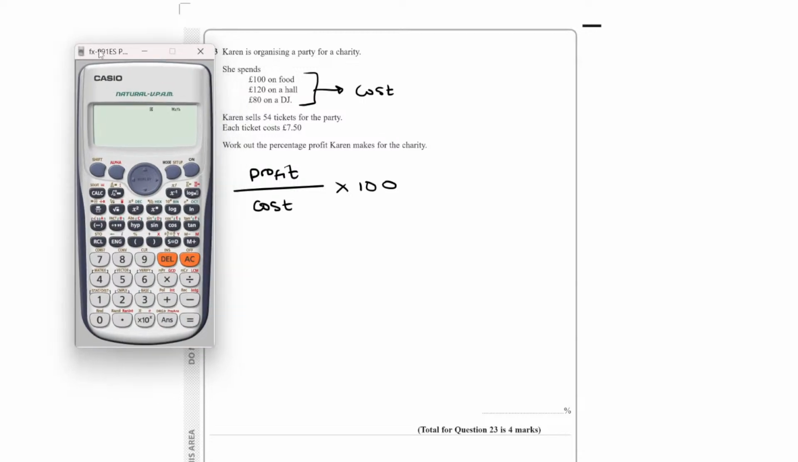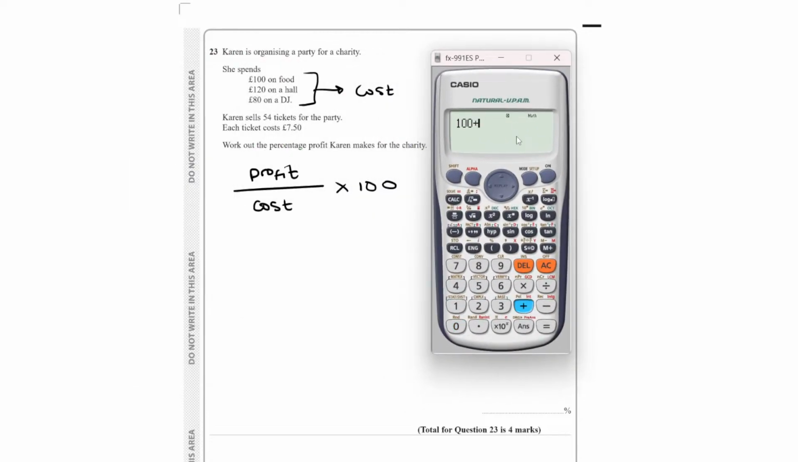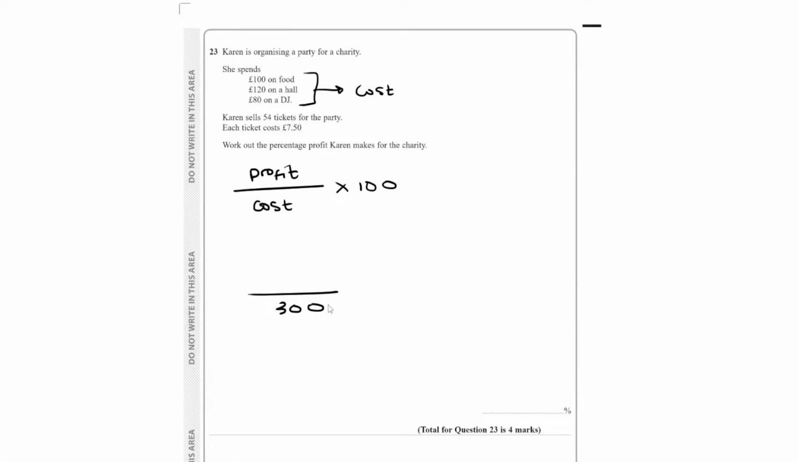So percentage profit is profit divided by the cost, so how much it cost her to set up the party, times by 100. So I need to work out these things. What's my total cost? These things together is going to be my cost, isn't it? So I can add those up. That's £300, isn't it? So my total cost is 300.